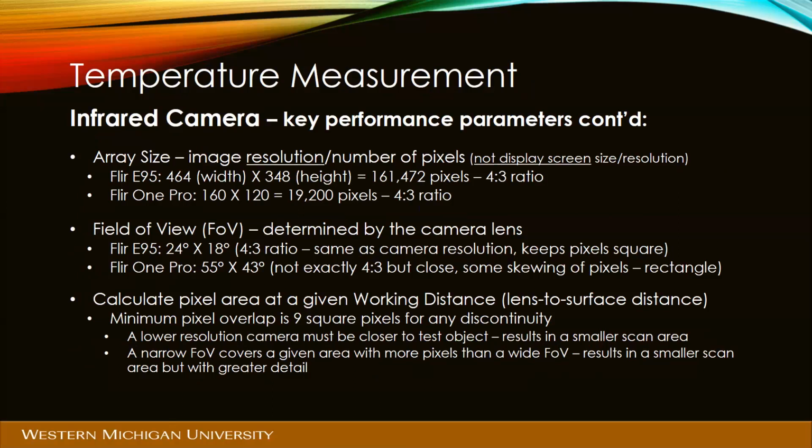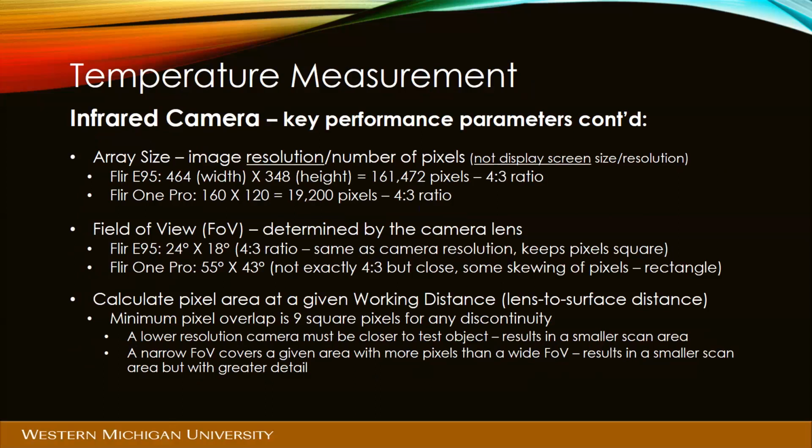You compare that to the FLIR One Pro, it's a wider angle, so it takes those 160 pixels and splits them over 55 degrees, and 120 pixels over 43 degrees. It's not exactly a 4:3, so more of your pixels are rectangular rather than square. You can also see the pixels are spread over a wider angle of view. It's a wider angle of view with fewer pixels, so you have to be significantly closer to get the same pixel coverage of a given area.